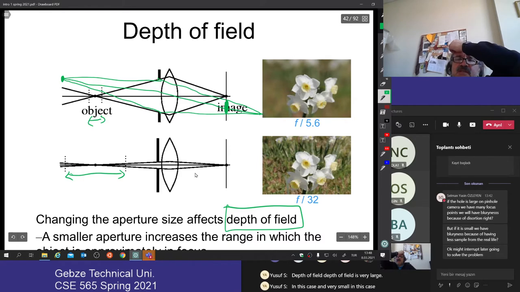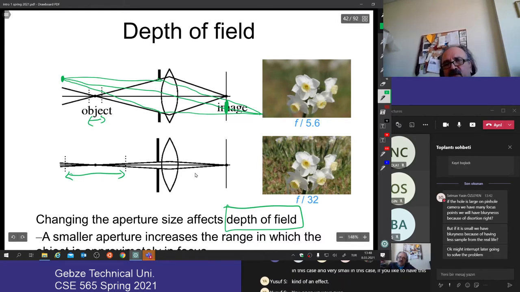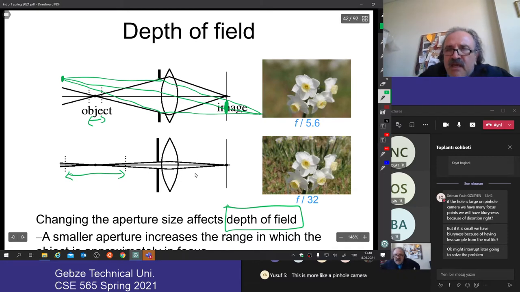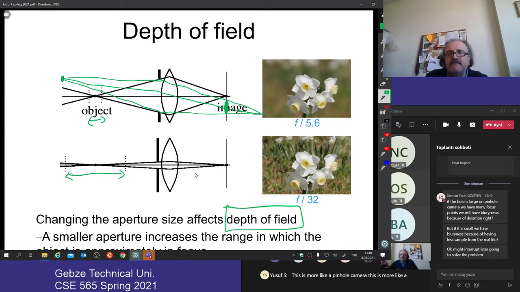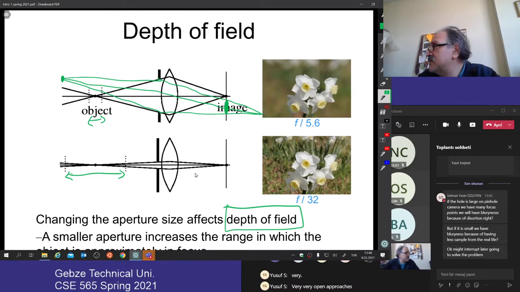If you like to have this kind of an effect, you open up your aperture. If you like to have this kind of an effect, you close down your aperture. This is more like a pinhole camera. This is more like a very, very open aperture system.